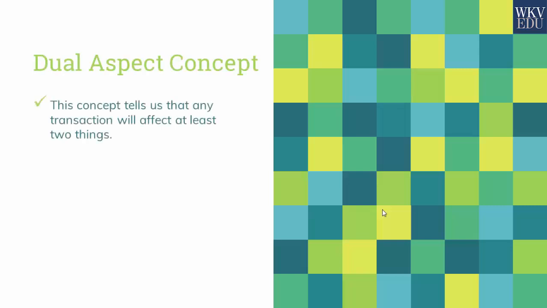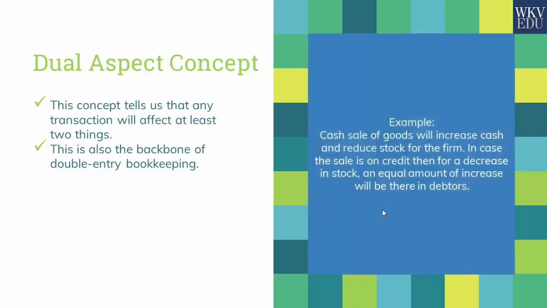Dual aspect concept. This concept tells us that any transaction will affect at least two items in your accounting statements. This is also the backbone or the fundamental reason why we have double entry bookkeeping. For example, a cash sale of goods will increase cash and reduce stock for the firm. In case the sale is on credit, then for a decrease in stock, an equal amount of increase will be there for debtors, right? So you can see at least two items or two things are being affected by every transaction.